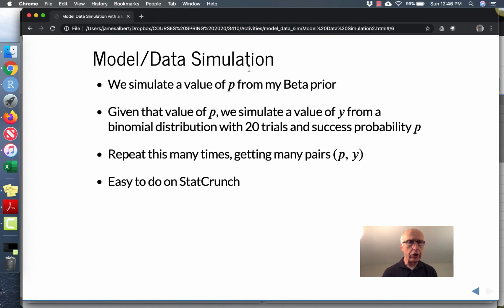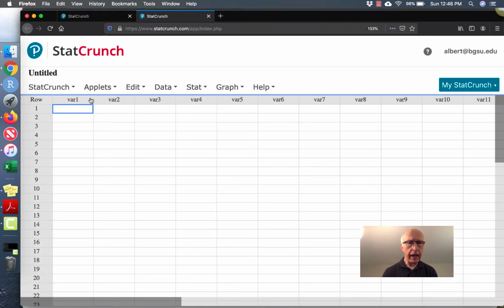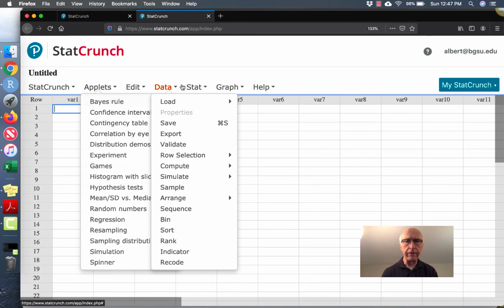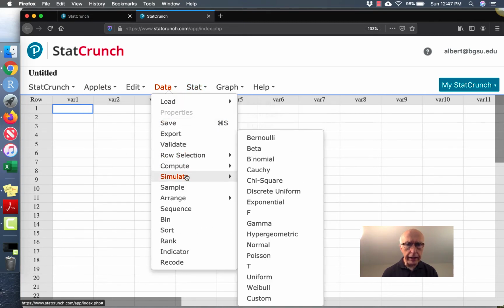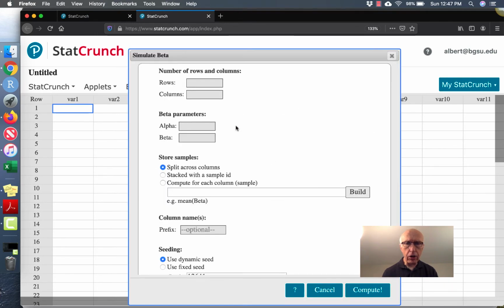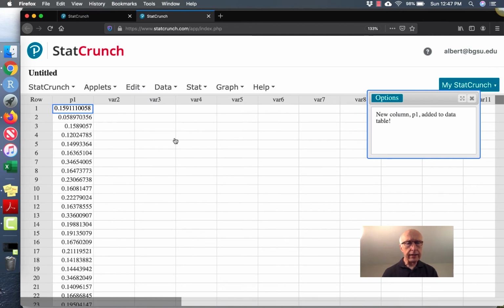So let's go to StatCrunch, and we're going to start off by simulating from a beta density. So I go simulate from a beta density. First I want to simulate 1,000 values, and my parameters are 10 and 40. And I'll call that column P. And the values in P1 represent values from my beta prior.